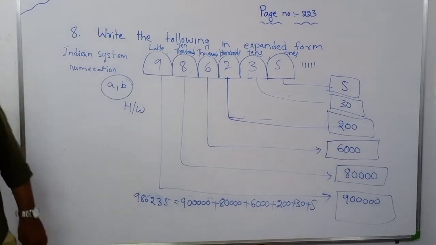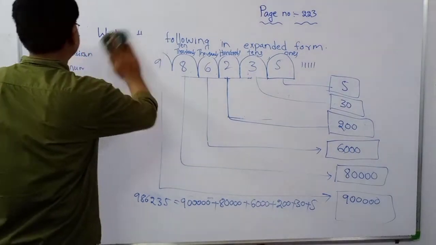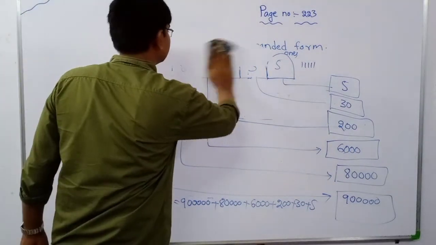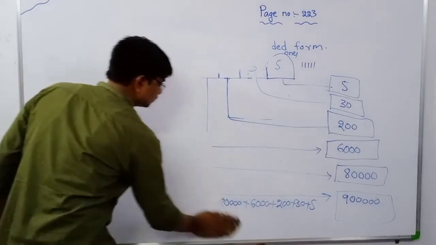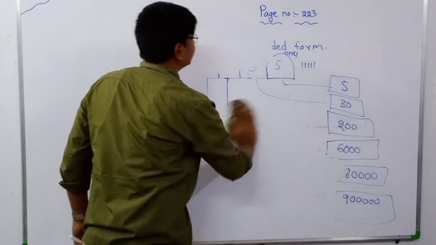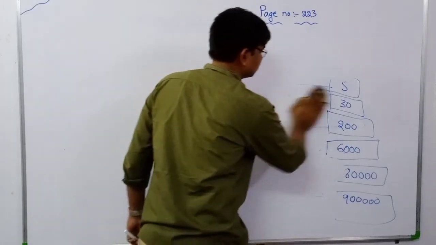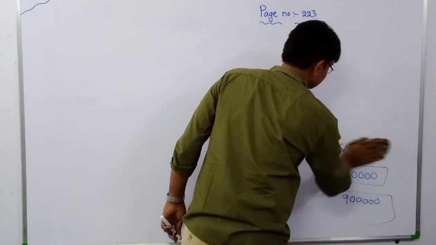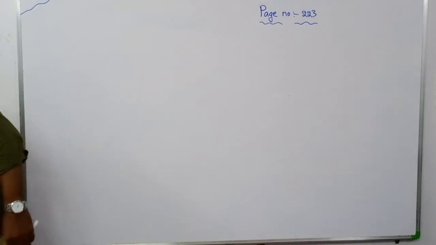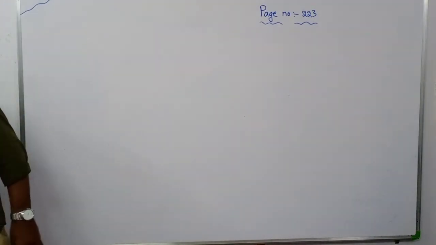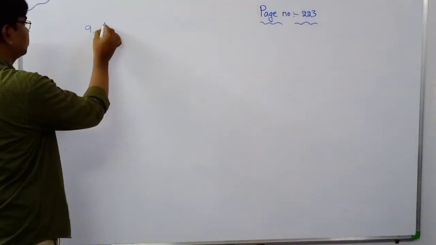So let us move to question number 9. Writing expanded form is finished. Next, same page number 223, question number 9. Let us deal with question number 9. First, what is the question? Write the numeral for each of these.